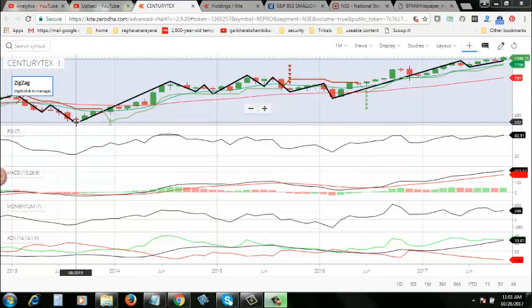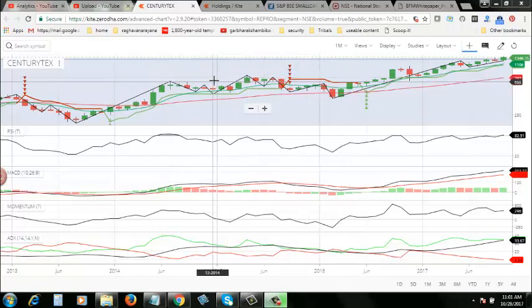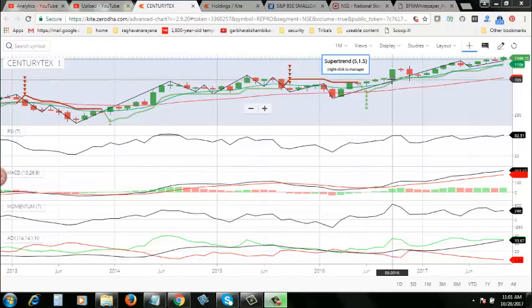In August 2013, it hit its bottom. That was a recent bottom. At that time it was trading at nearly 202, and after that it started moving up. It moved up until July 2014, and after that it went sideways, up to 2016 September.